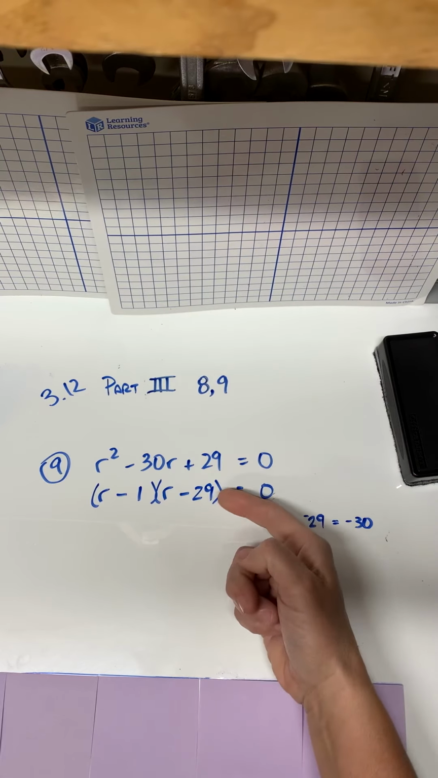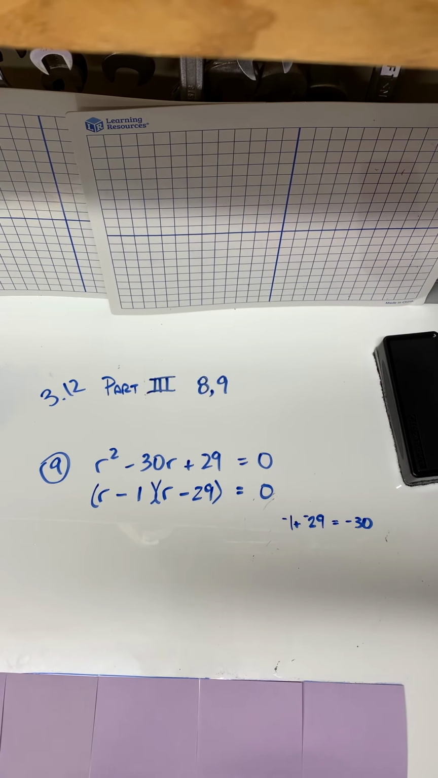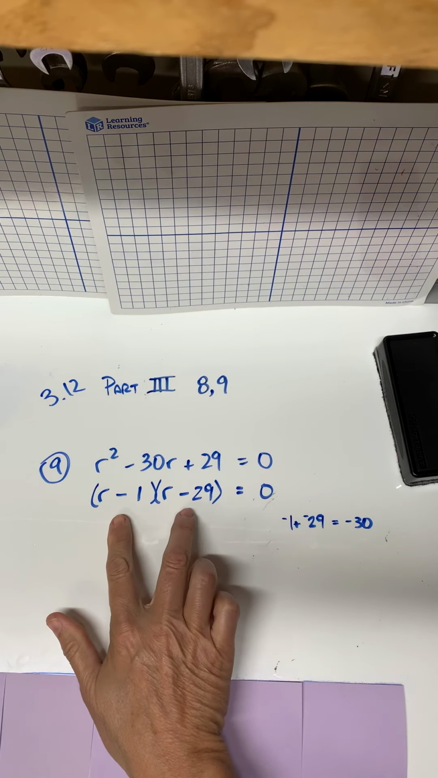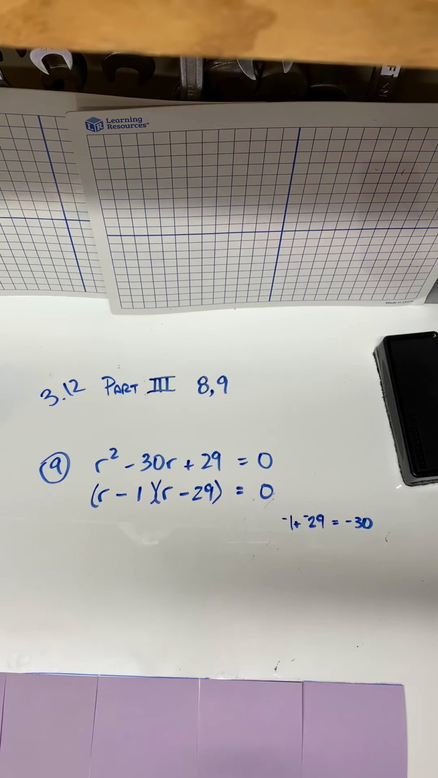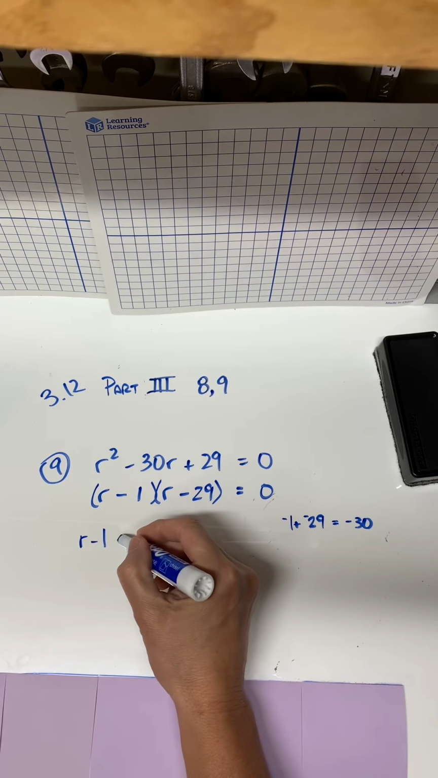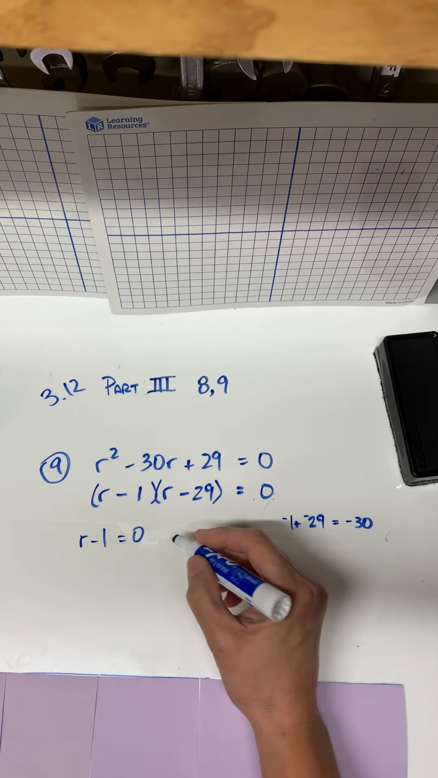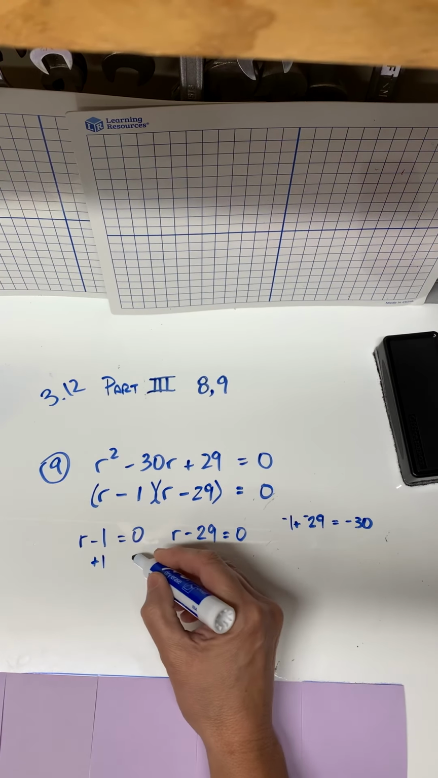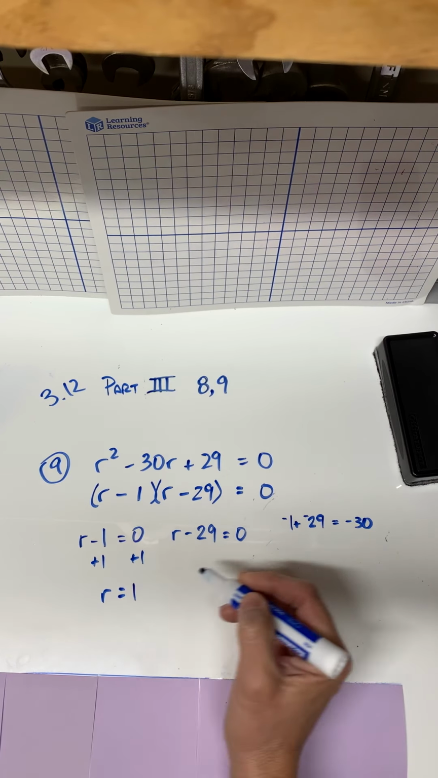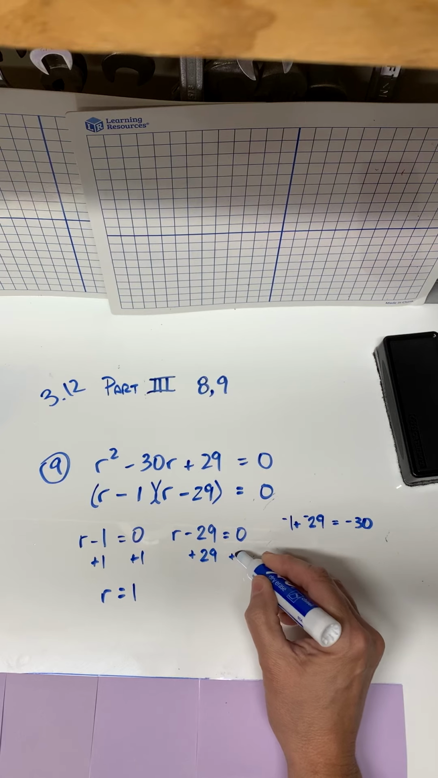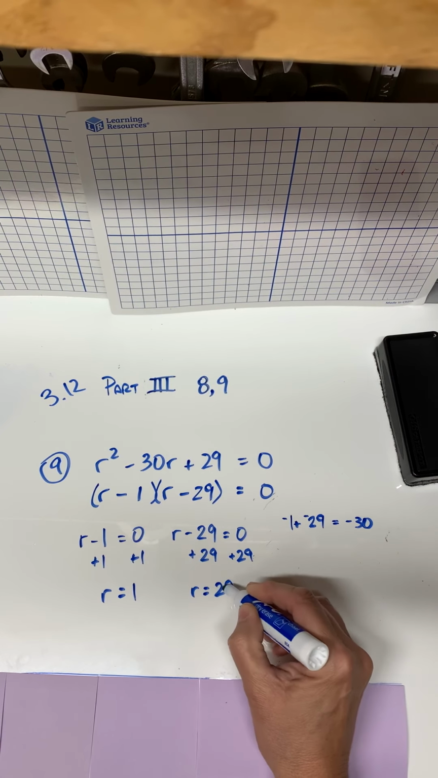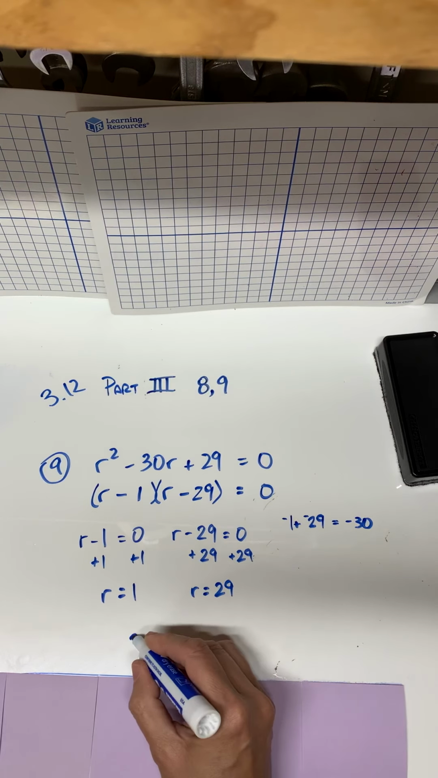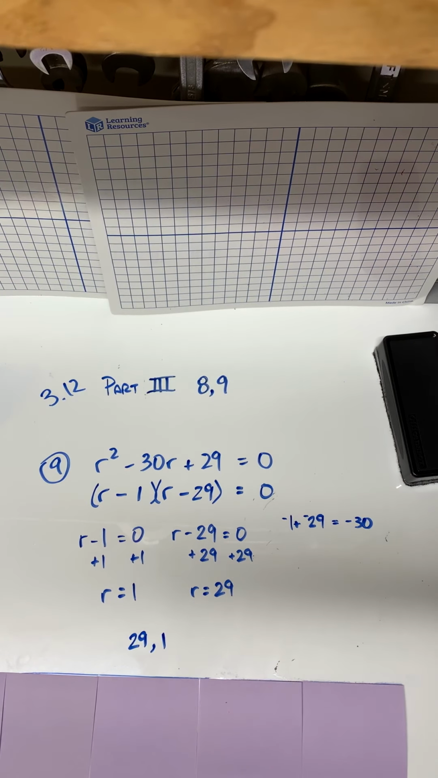So I have factored the trinomial like I did in part 2, but now I have to do one more step, which is to solve it, because this times this gives me 0. So either r minus 1 equals 0 or r minus 29 equals 0, and I must solve both of these equations. So I get r equals 1 or r equals 29. So I have two answers, and I would put them in with a comma in between. And that concludes this part of section 3.12, and there's one part to go.